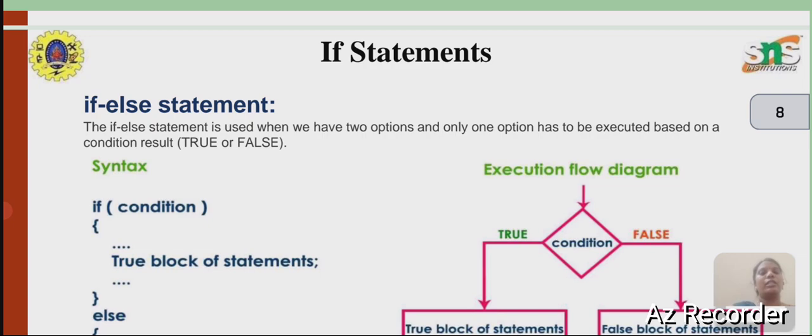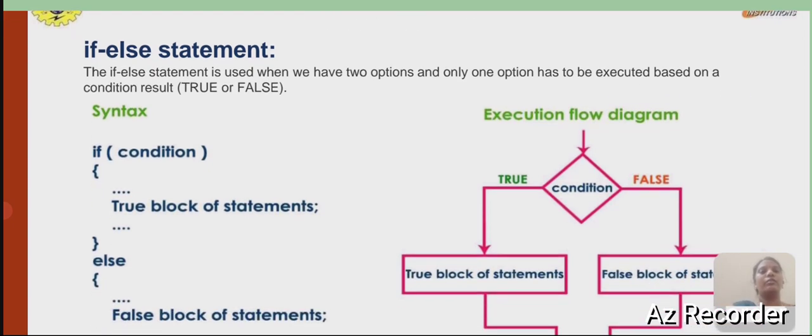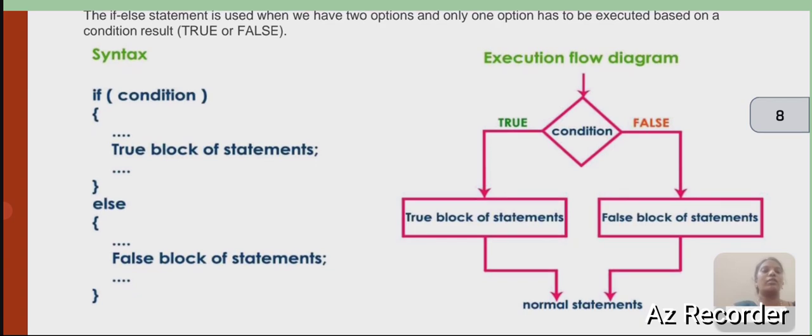Next, the if else statement. In the if else statement we have two options. The condition is evaluated, and based on the result of true or false, if it is true it has one block of statements, and if it is false it has another block of statements. Then we come back to the normal statements.